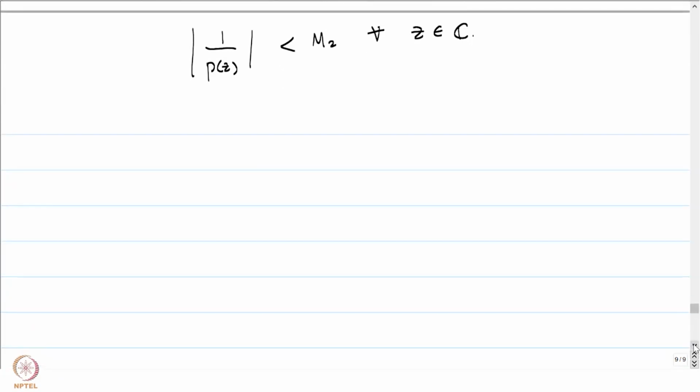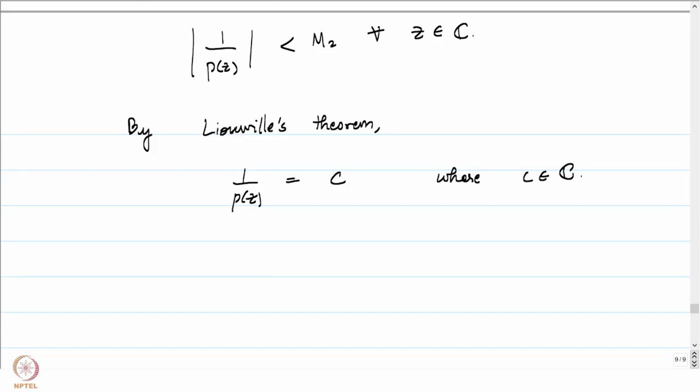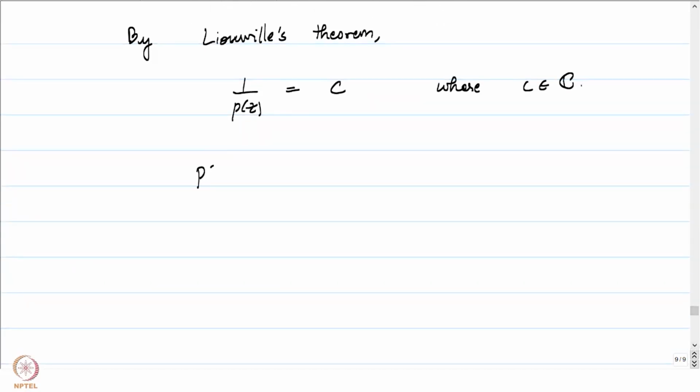But what did Liouville's theorem tell us? Liouville's theorem told us that bounded entire functions cannot be non-constant, and here we have 1 by p of z, which is an entire function which is bounded. So by Liouville's theorem, 1 by p of z is a constant, and that would tell us that p of z is a constant.